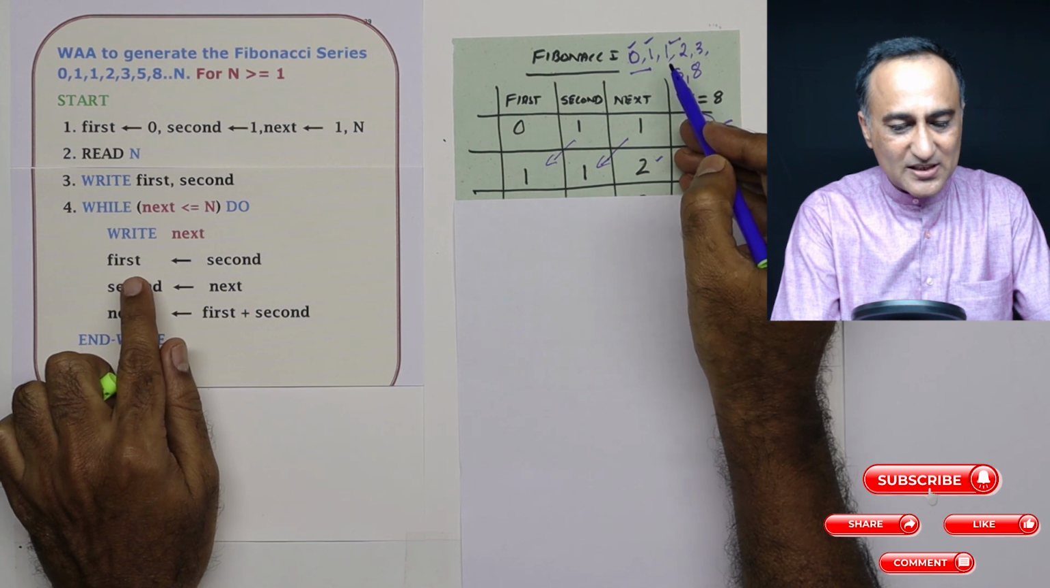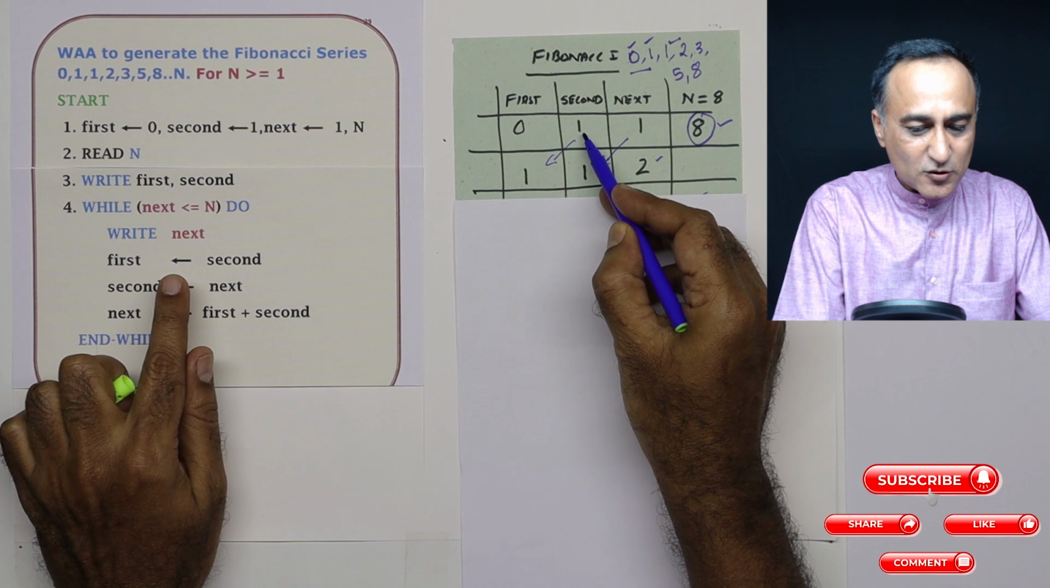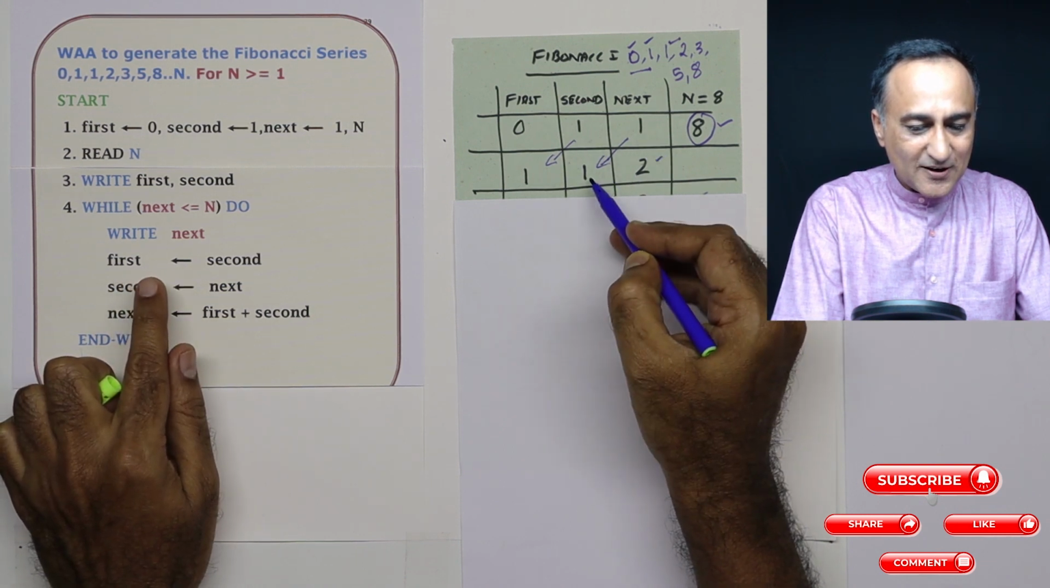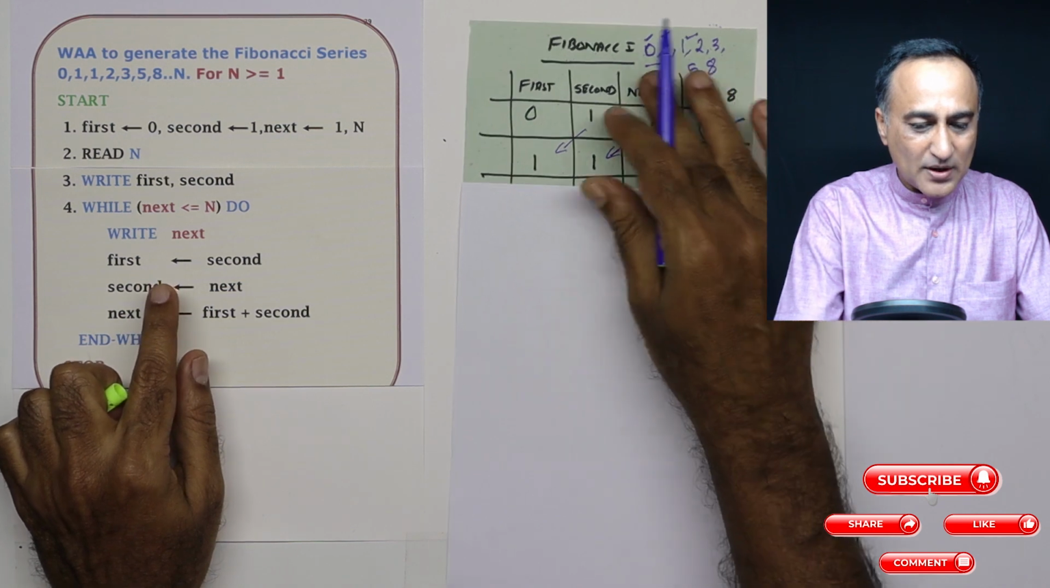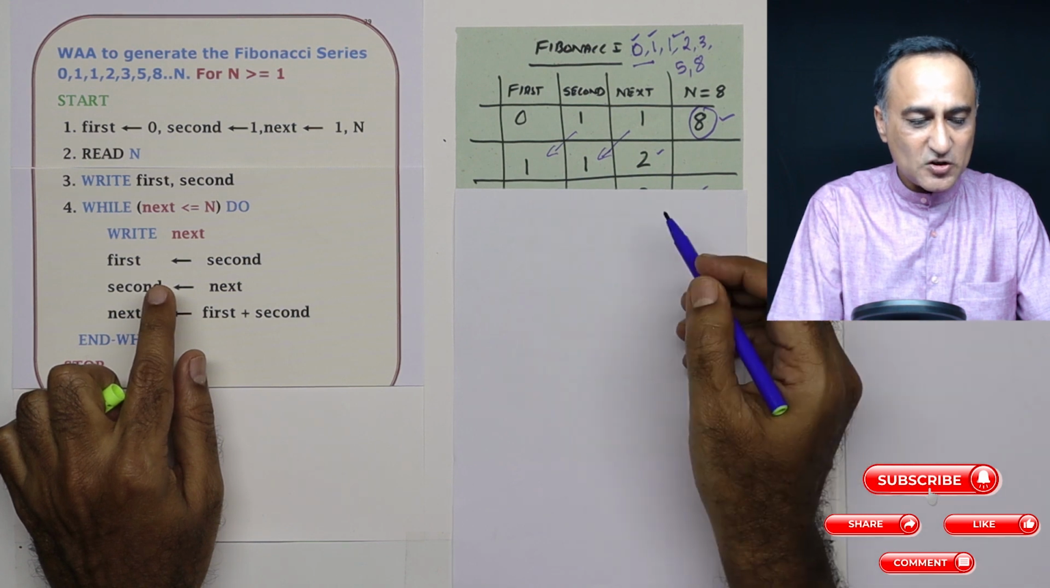Now what I am doing here is moving the value of second to first. So second was 1, first also now has become 1. Next was 1, so this 1 is moved from next to second. Second actually has not changed, but first has changed.